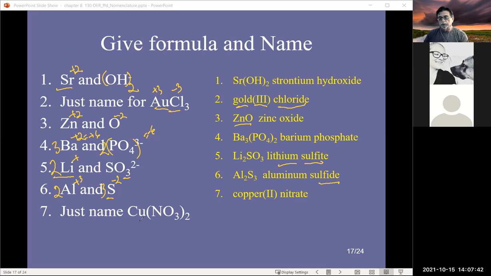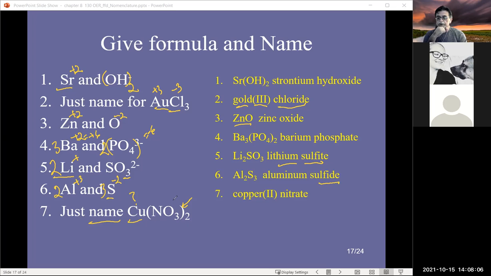This one here, the last one, they're asking you just for the name. Well, we have to figure out what copper is being utilized here. And we got a polyatomic ion. How do I know that? Because I got a parentheses. That's my first hint. So I go to the table, look for NO3, and yes, it's called nitrate.